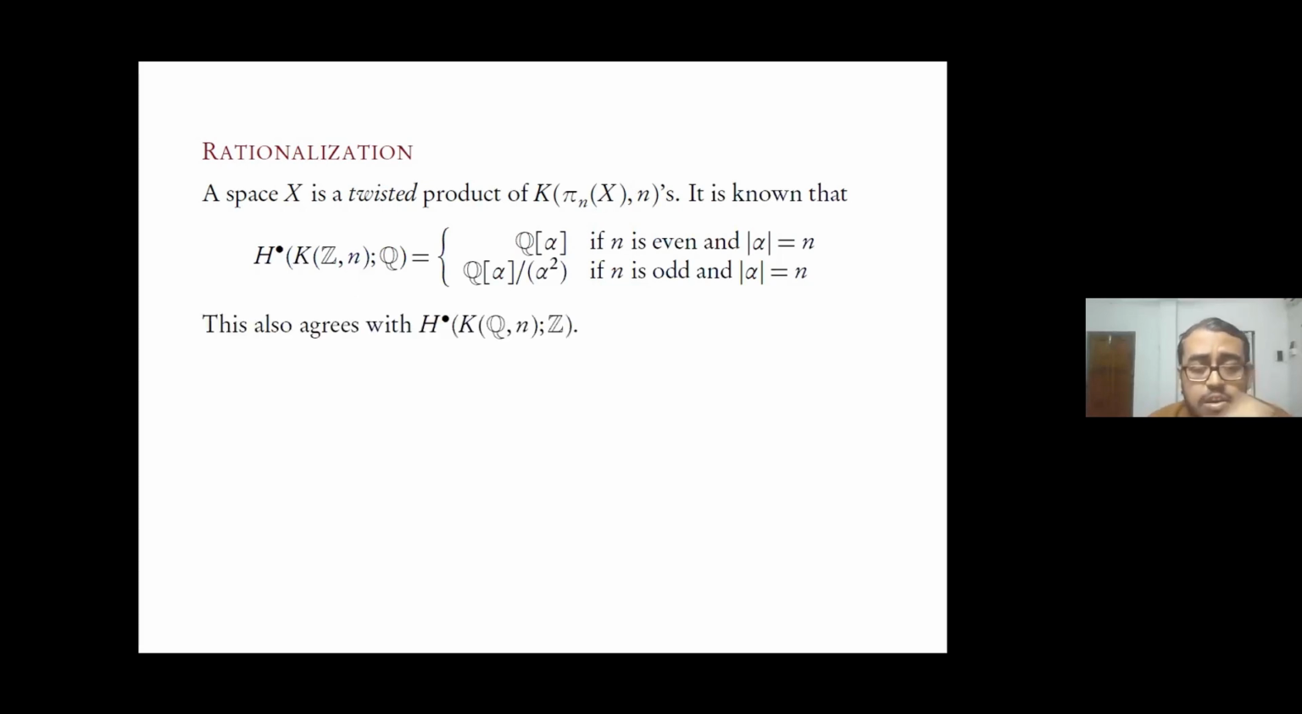On the other hand, one can also calculate the integral cohomology of K(Q, n), which can be constructed through the usual means, but we'll interpret it in a different way right now. This cohomology also turns out to be the same as what we have up here. If n is even, you get this, and if n is odd, you get this. So the cohomology of this space matches up with the usual cohomology of K(Z, n) tensor Q. One way of interpreting this statement is saying that K(Q, n) is the rationalization of K(Z, n).